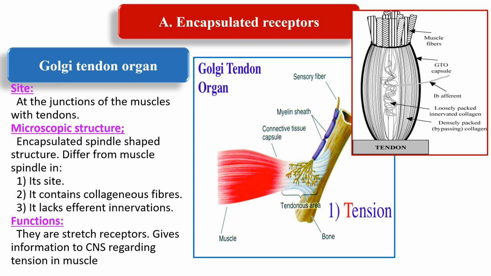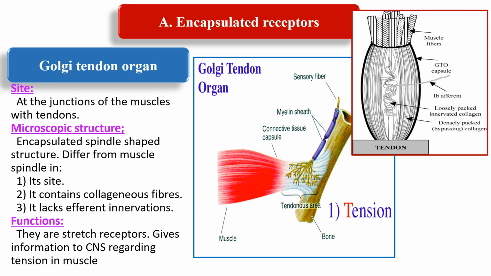But as regards the Golgi tendon organ, it can be found at the junction of the muscle with the tendon. Here we can see on these photos or diagrams the contact between the muscle and the tendon. Here we can see that there is a Golgi tendon organ. What about the microscopic structure of Golgi tendon organ? It is an encapsulated spindle. What is the meaning of encapsulated? It means that it's covered by a capsule. So it is an encapsulated spindle, a structure shaped like a spindle.